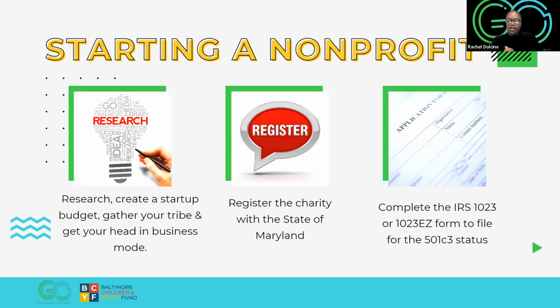After you've registered as a charity with the state of Maryland and you've gotten your certificate, you then move on to the IRS to complete the 1023 or 1023-EZ form.